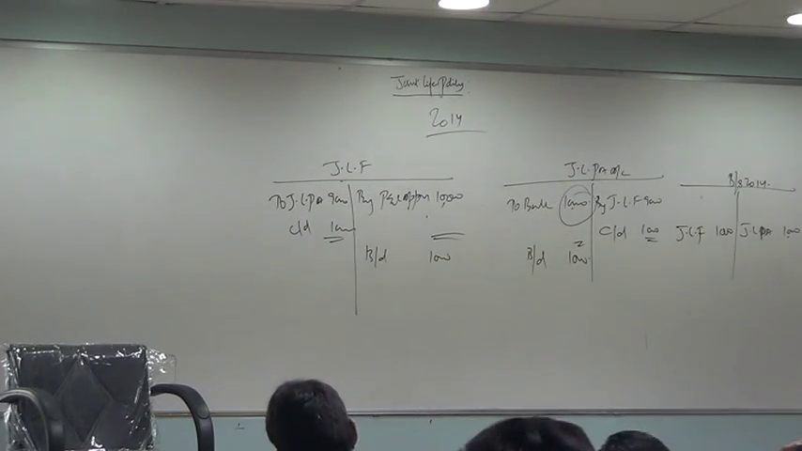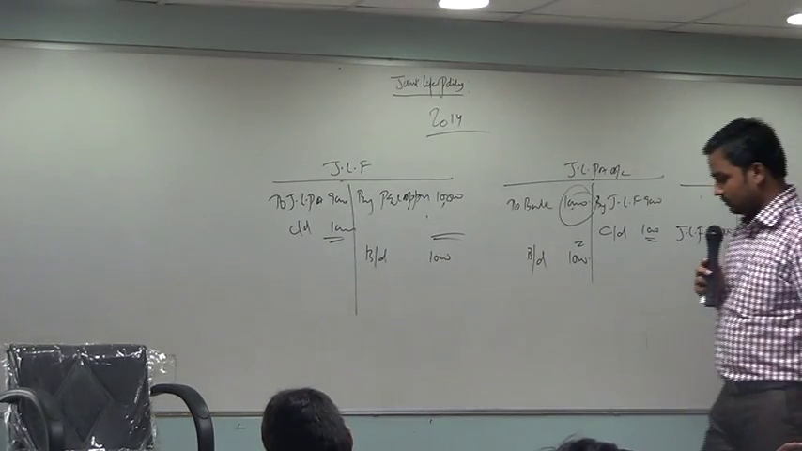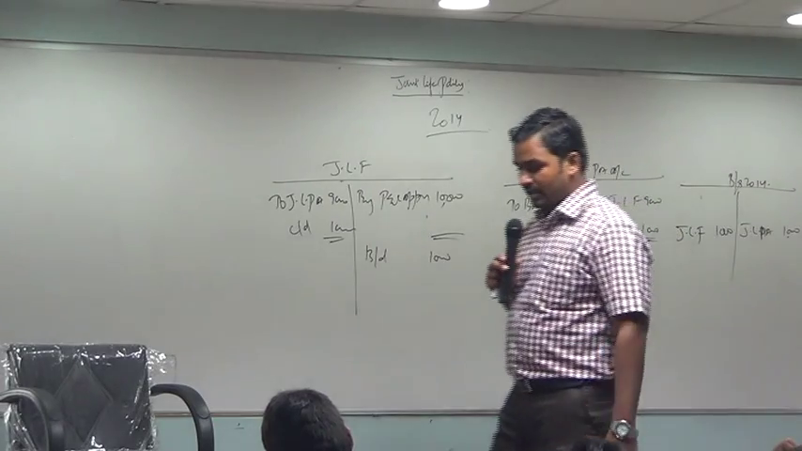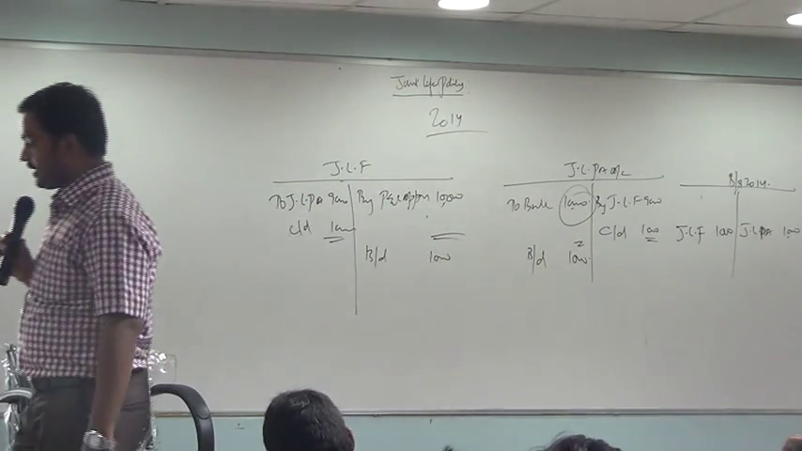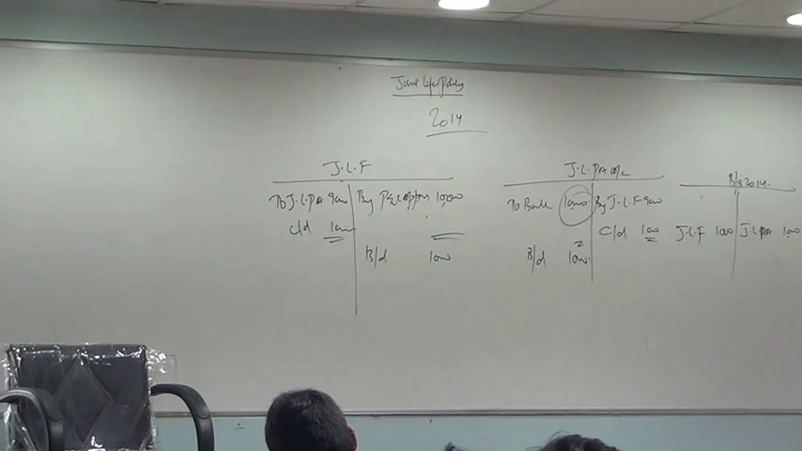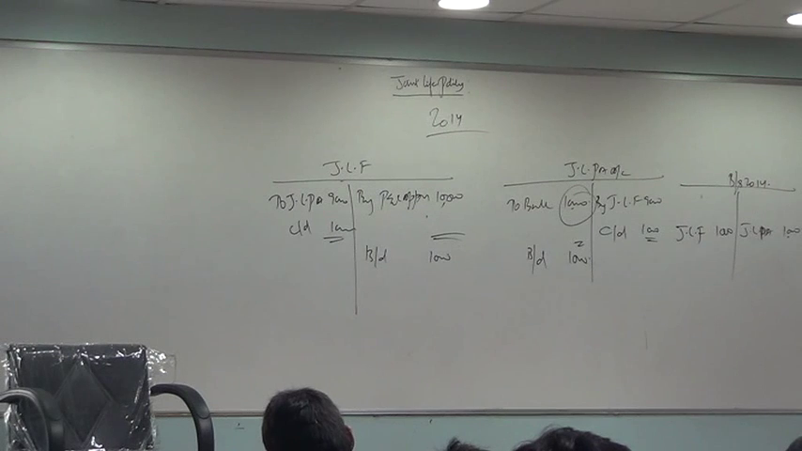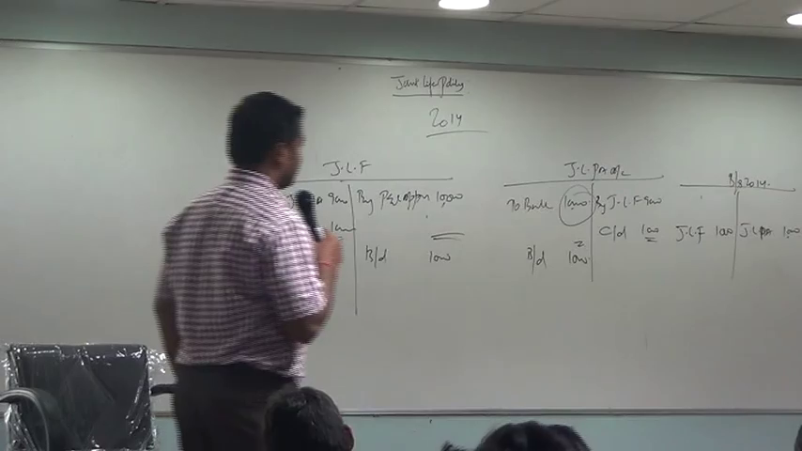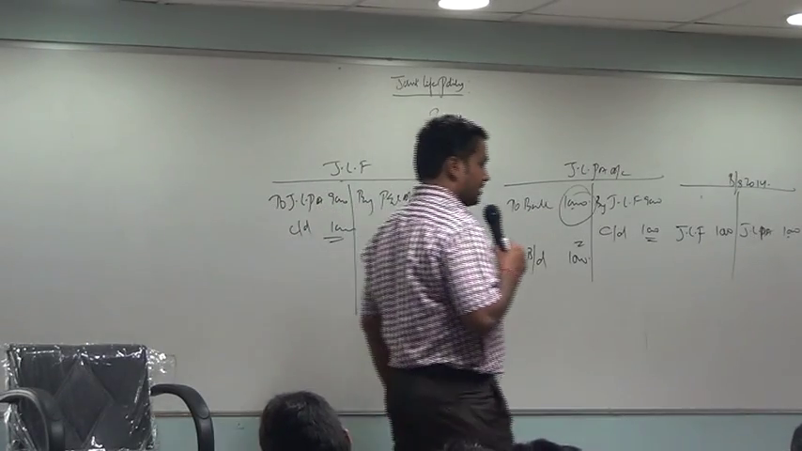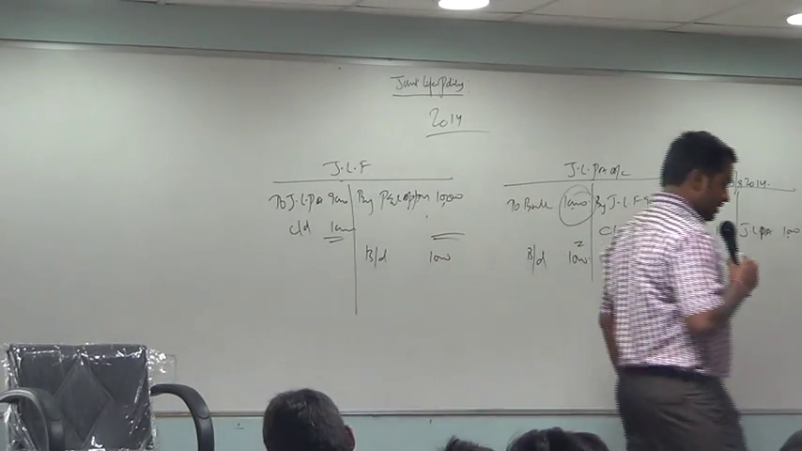Credit balance in joint life policy fund will be shown on the liability side, and joint life policy asset will be shown on the asset side.